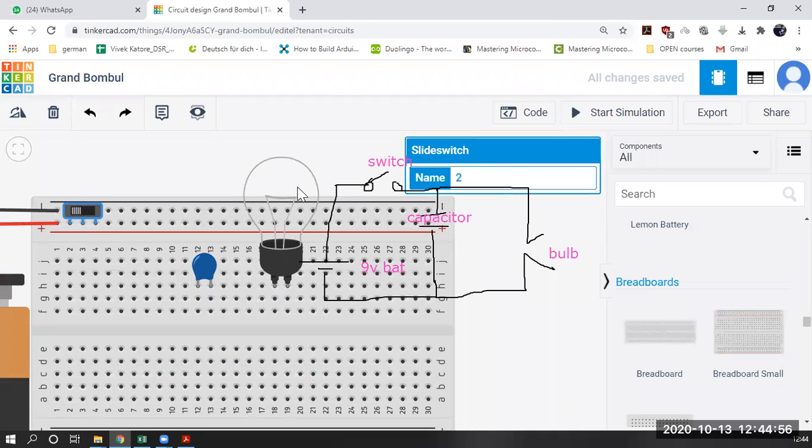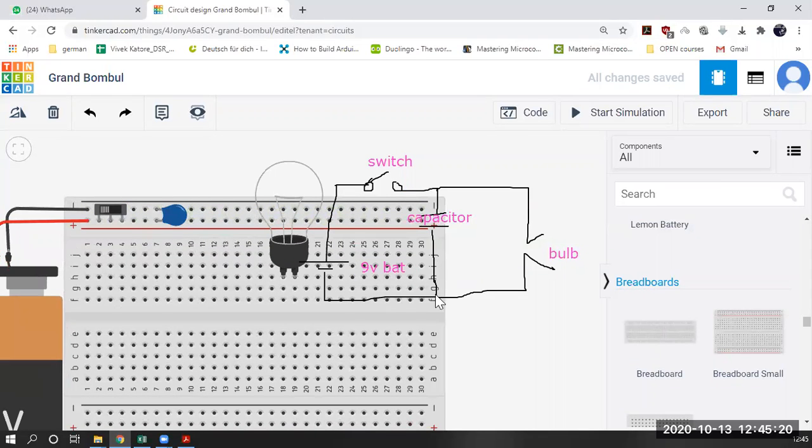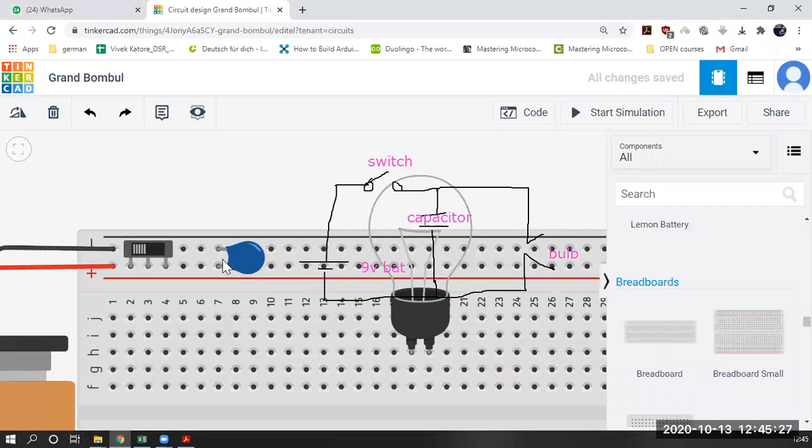Got it. Now the capacitor. How is the capacitor connected? The positive of the capacitor is on the switch side, and the other side is on the negative side of the battery. So I will pick it up and connect it like this. Same thing. See, I have connected to the negative. This is negative connected to negative. This one is connected to the switch side. So one side is connected to the switch side and one side is connected to the negative side.